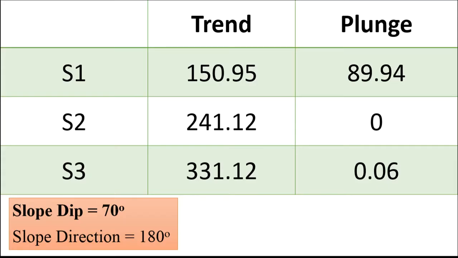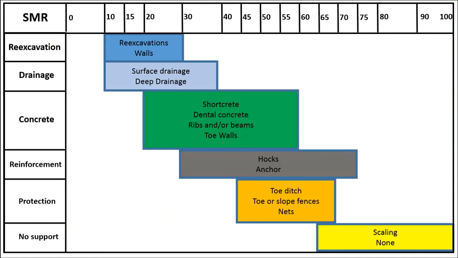After knowing that it is a wedge failure, we perform the kinematic analysis on this data of StereoNet, which gives us the three joint sets, slope dip and slope dip direction. After having the joint sets of trend and plunge, slope dip and dip direction, we can compute the SMR of the three joint sets. With the help of the SMR support guideline, it helps us to decide the support system through which our lowest SMR value lies, that is 50.65.